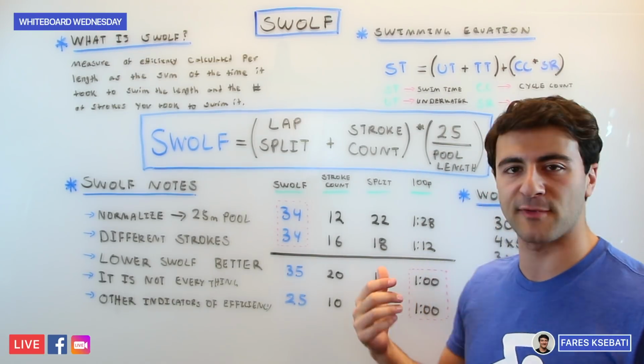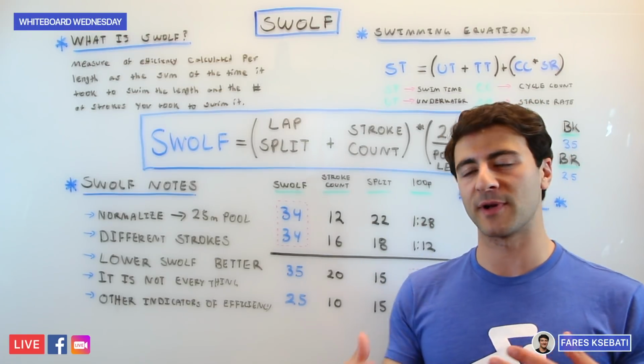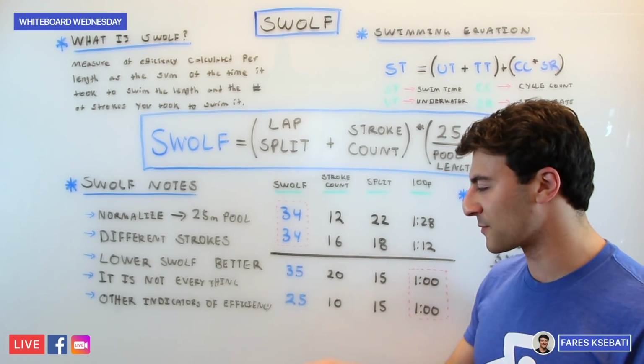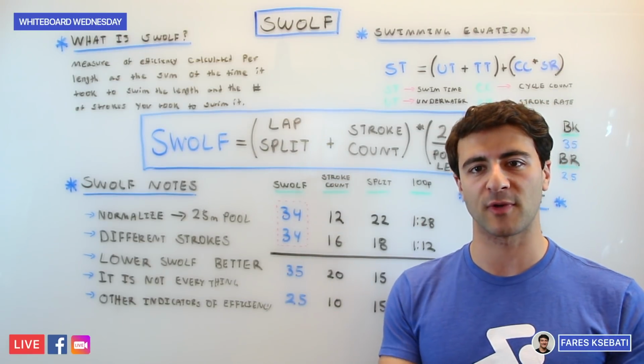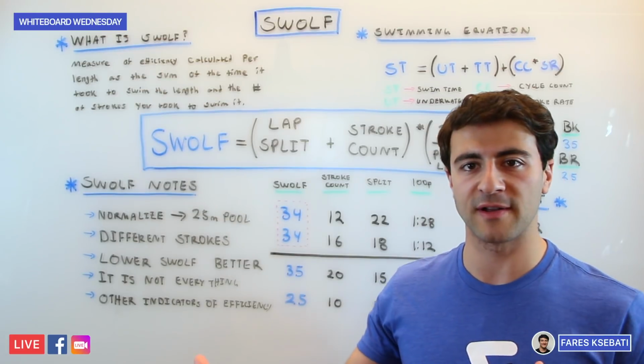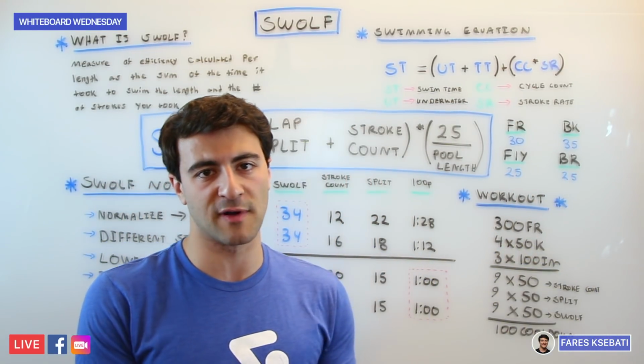They can go pretty fast for a short period of time, but they need to take a lot of strokes to do it. If you were to put these two swimmers head to head in a competition, swimmer B would most likely outperform swimmer A, and not only that, but be able to go faster over a longer period of time because they are more efficient and they have a lower SWOLF score.